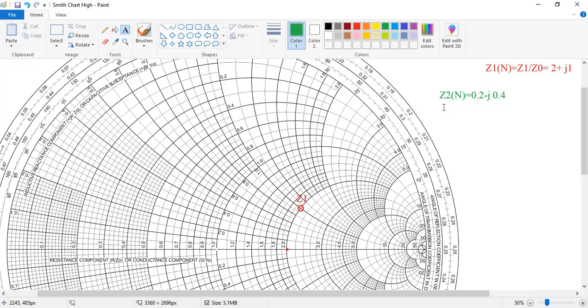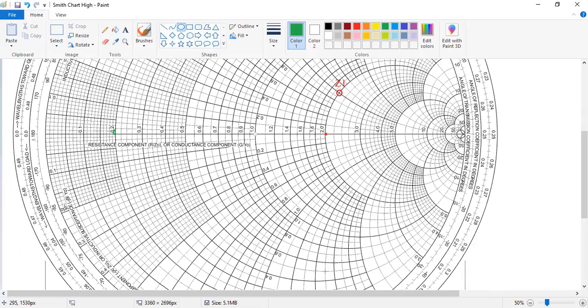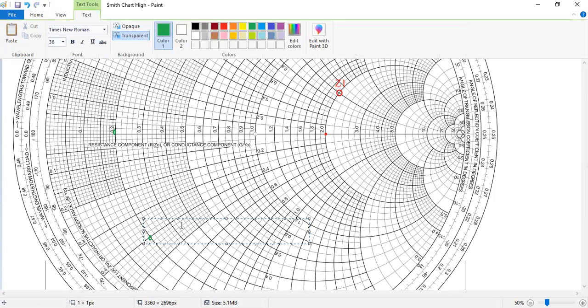Now this is Z2 we have to plot. What is the real part? The real part is 0.2. So I will locate 0.2 here and put a small dot. Then as it is minus 0.4, I have to go down: 0.1, 0.2, 0.3, and 0.4. So the 0.4 line, where it is intersecting the 0.2 circle, this intersection point is your Z2.